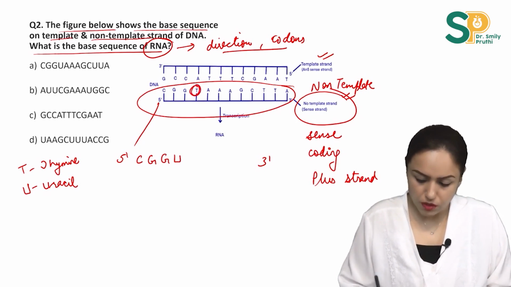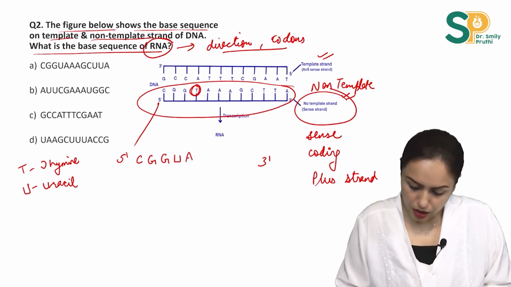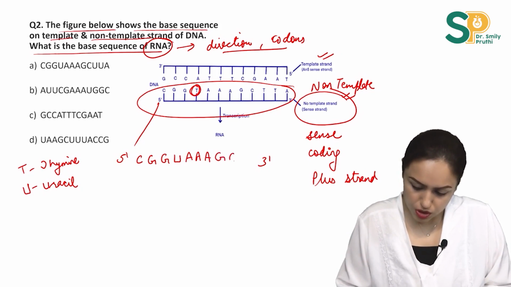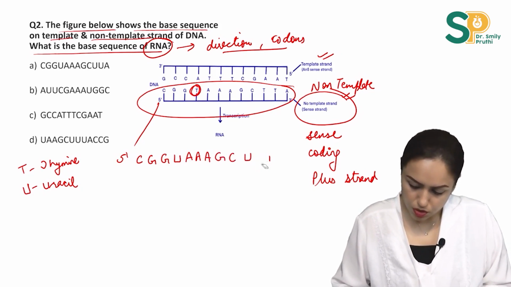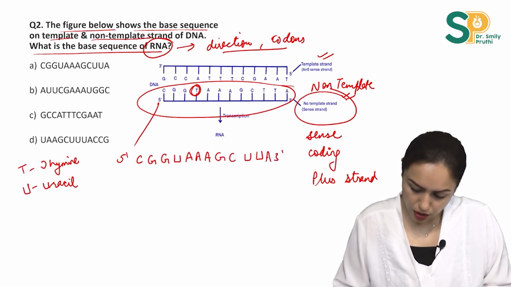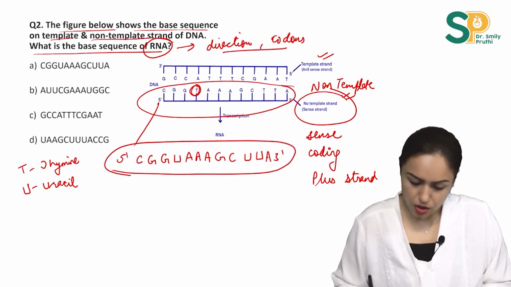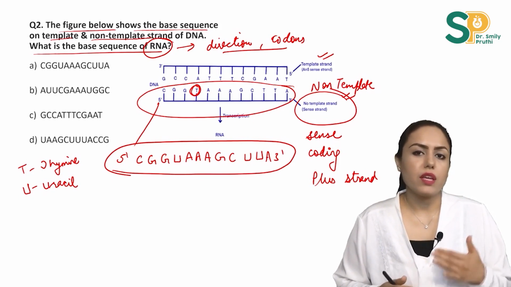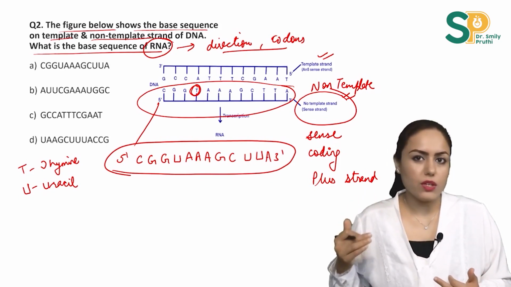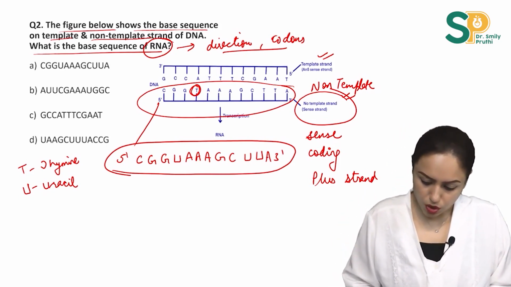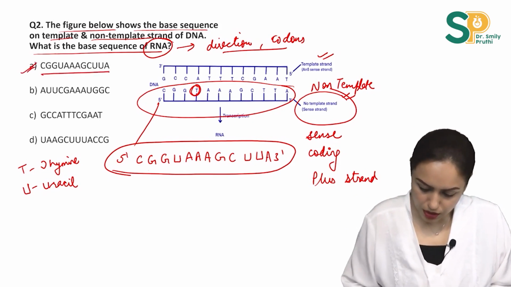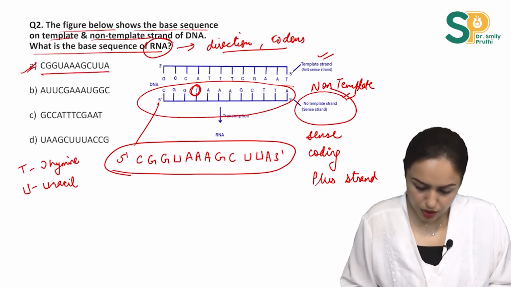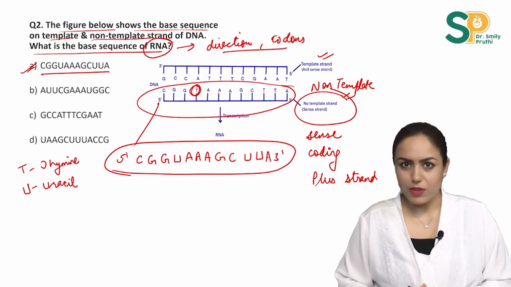Now instead of this T, we are taking U. Then AAA, GC, U, A and 3', right? So in the options, direction is not mentioned. So we will take 5' on left hand side, 3' on right hand side. Okay. So your answer is A. CGG, U, AAA, GC, A, right?